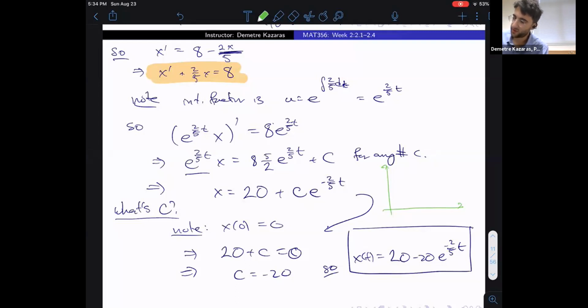So notice what happens with this function. Well, at time 0, it's equal to 0. And then over time, it'll limit. You can see if t goes to infinity, then e to the minus t tends to 0. So this will limit to 20 as time goes to infinity.